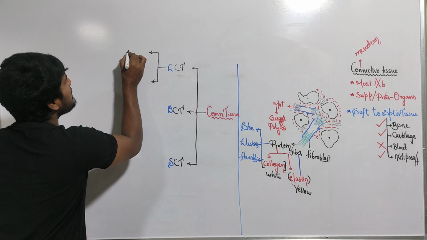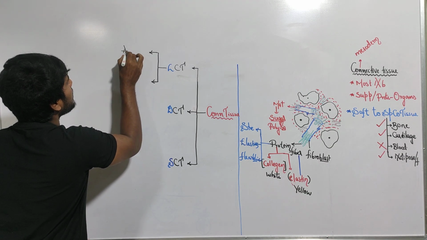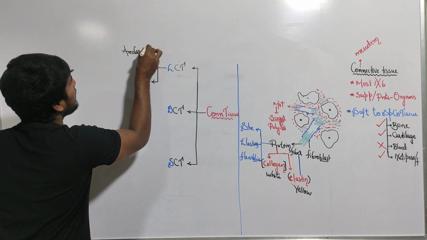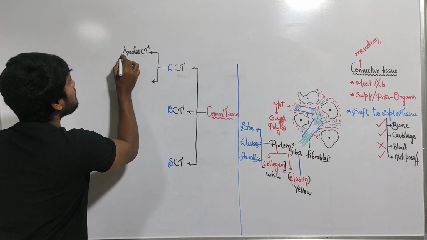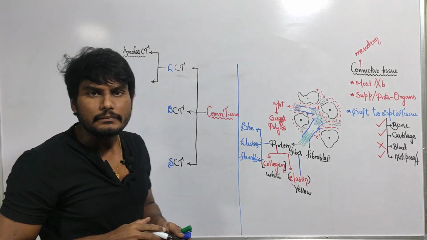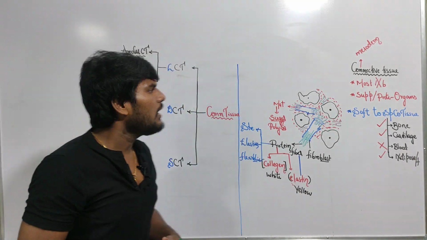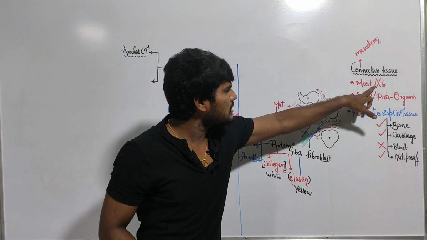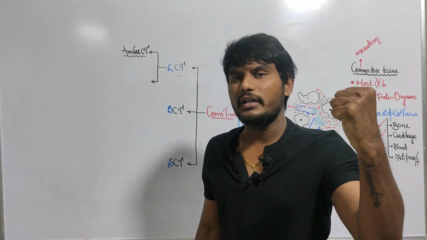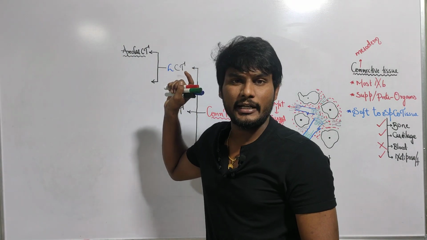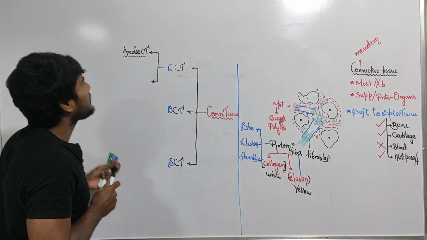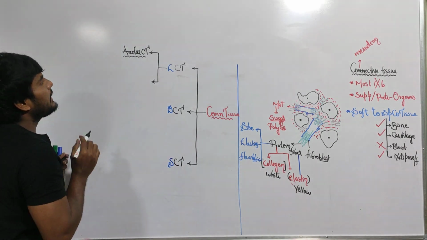Number one is the areolar connective tissue. This is the most abundant connective tissue in the human body. I told you that areolar connective tissue is the most abundant. In connective tissue, which one is more? The most abundant connective tissue is the areolar connective tissue. Yes, fine. This areolar connective tissue contains what?